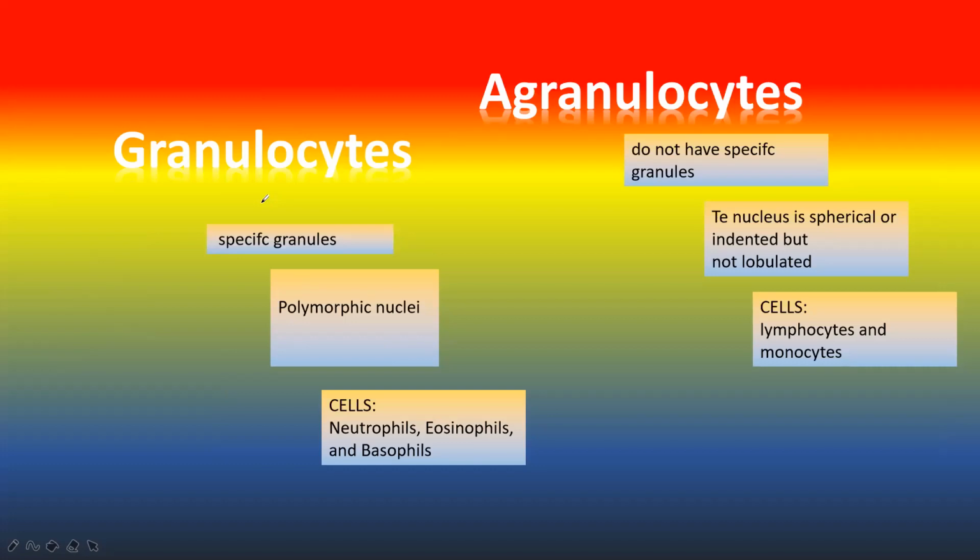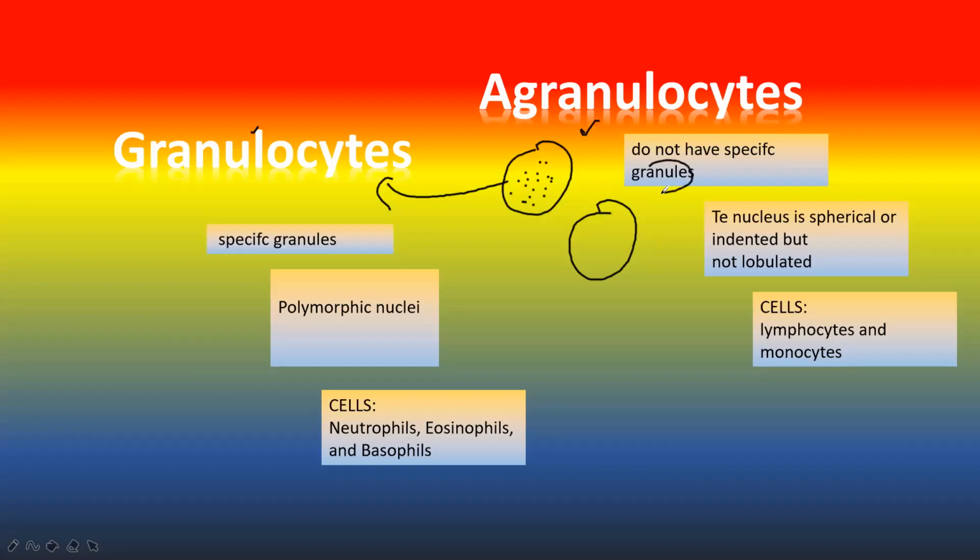Let's see some important properties of other cells. We divide them into two groups, granulocytes and agranulocytes. Some cells have granules inside. If they are granulocytes, they have granules. Some cells do not have granules inside. Agranulocytes do not have specific granules.